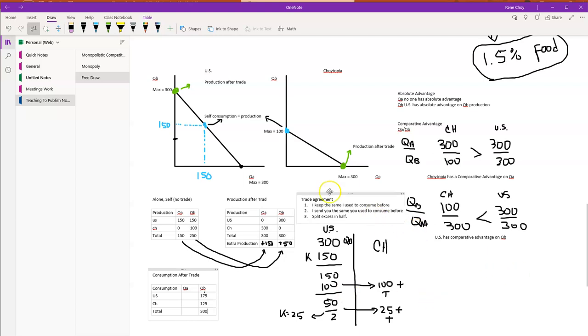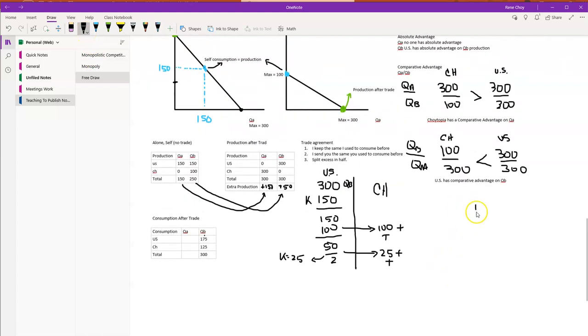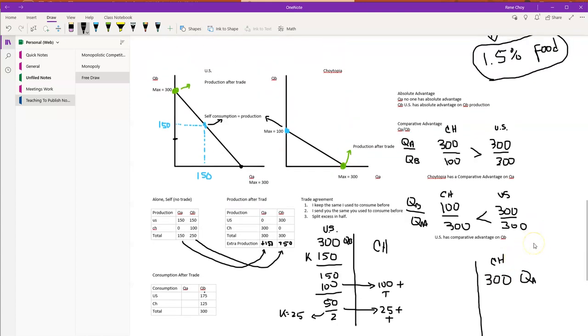Alright, now let's do the same for QA. So again, let's say we're at the border. Here's Choitopia. Choitopia is now holding the 300 QA that they produce. All right. So let's execute the trade agreement. 1. You get to keep the same amount you used to consume before. Choitopia before only used to produce B. They didn't make any A. So they get to keep nothing from that portion of the trade agreement.